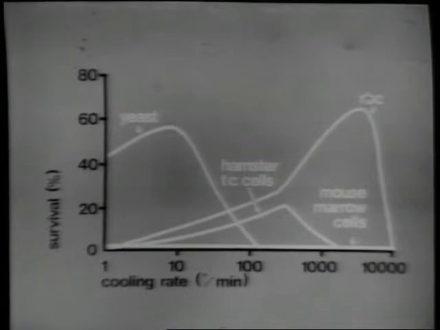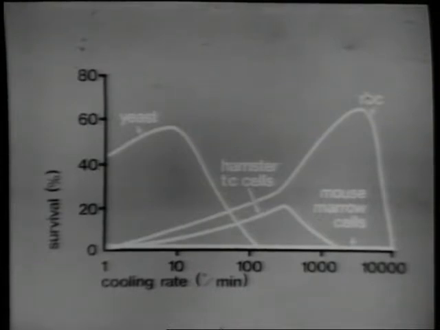Red cells, on the other hand, which are highly permeable to water, had a peak survival at a high cooling rate. And hamster tissue culture cells, which are intermediate in water permeability, had an intermediate peak survival rate. I would like to point out also on this graph that mouse bone marrow cells, which are very typical mammalian nucleated cells, in fact showed no peak at any cooling rate, and I will come back to that in a minute.